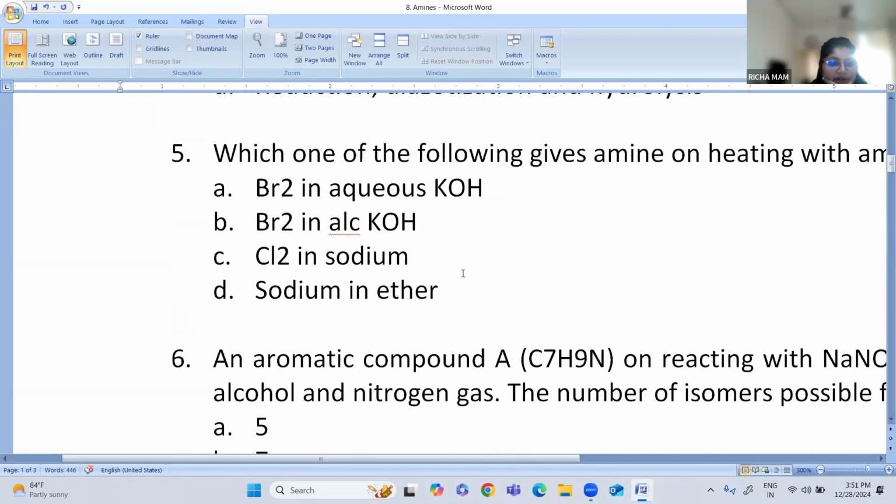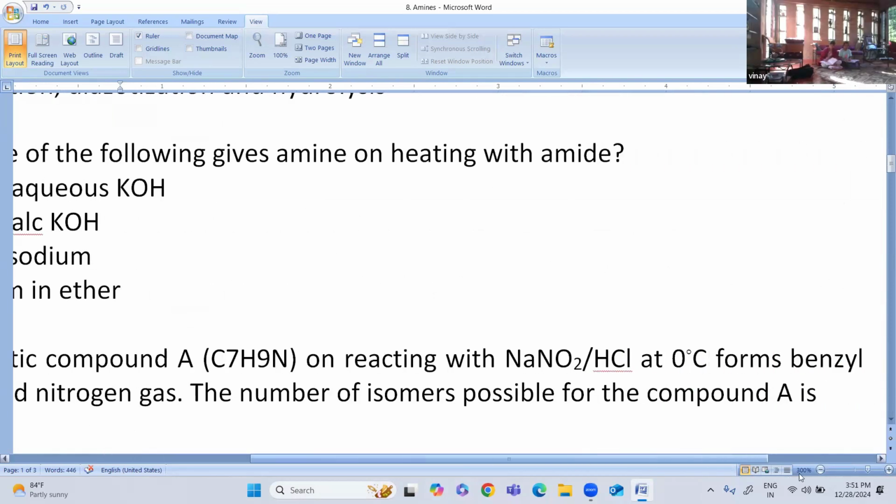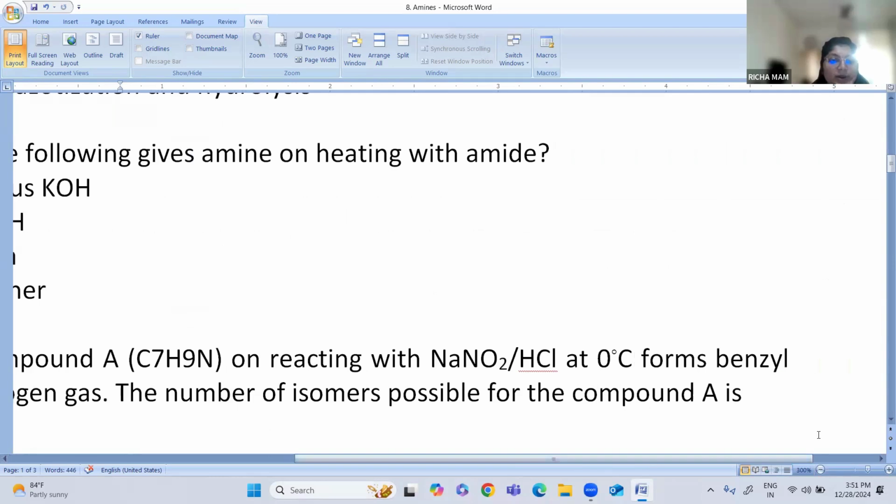What is Hofmann bromamide degradation reaction? It is used for conversion of amide to amine, and the amine you get has one carbon less than the reactant. Then Gabriel phthalimide synthesis. What are the steps involved? You prepare only primary aliphatic amines. Aromatic amines cannot be prepared.